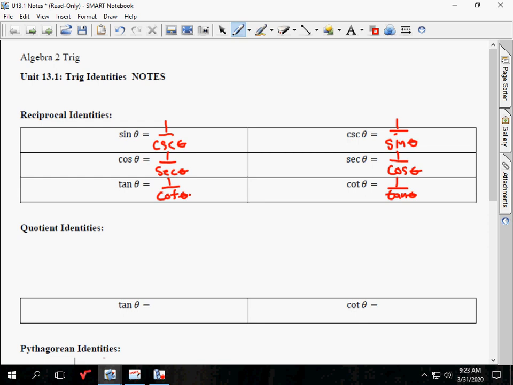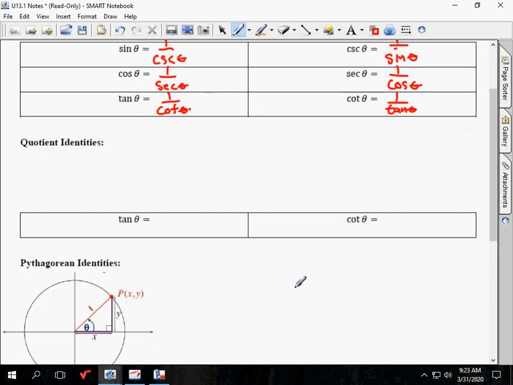All right, then we have these quotient identities. So they work for tangent and cotangent. If you remember, tangent is the same as the y value divided by the x value, when we're looking at the unit circle, y over x. And from the unit circle, we also know that the y value was the sine, and the x value was the cosine. So tangent is also sine divided by cosine.